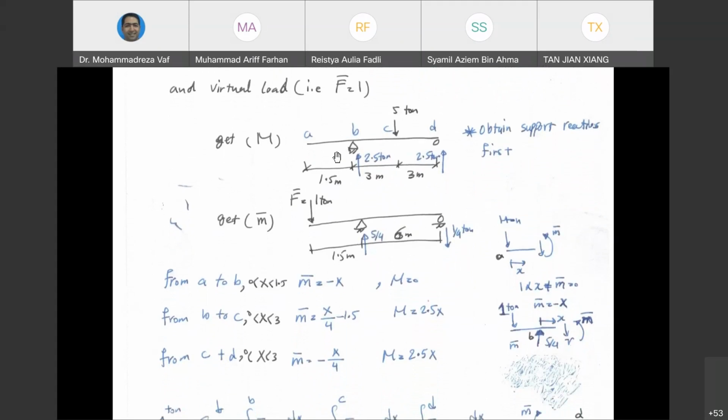And now we need to calculate the bending moment. As I said, since the bending moment in each part of this beam is not similar to other parts, we need to calculate it for each span separately. So first we start from A to B.